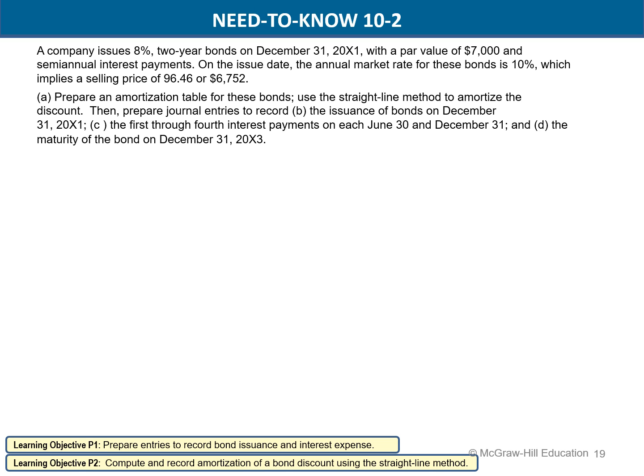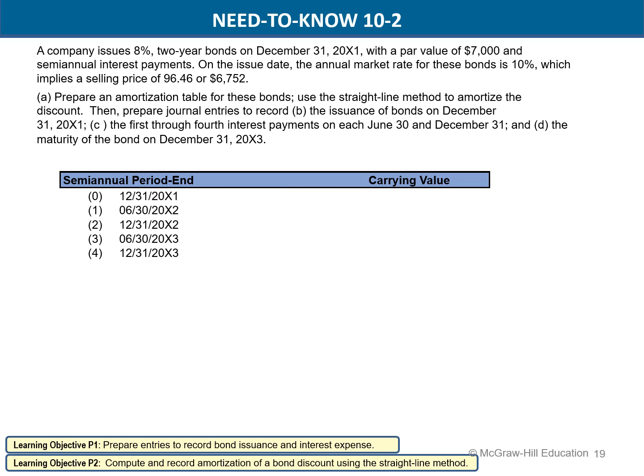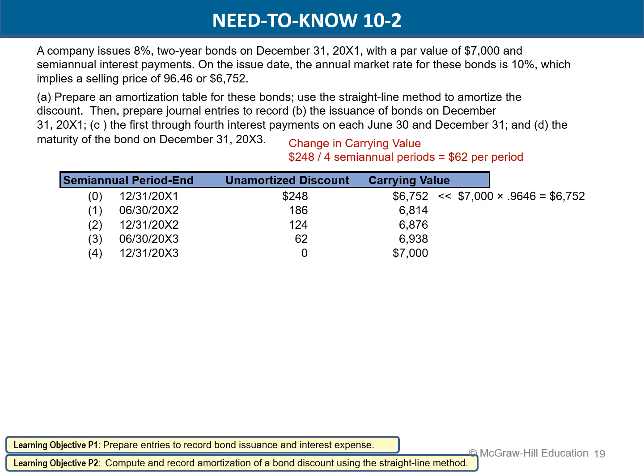Then prepare the journal entries to record the issuance of the bond, the first through the fourth interest payments, and the maturity on December 31st, 20X3. So the semi-annual period, you've got 1, 2, 3, 4, 5, well, including period 0, you have 5 basically interest dates. So the change in our carrying value is going to be $248 divided by 4 semi-annual periods. So that's the change between the 7,000 and the 6,752.